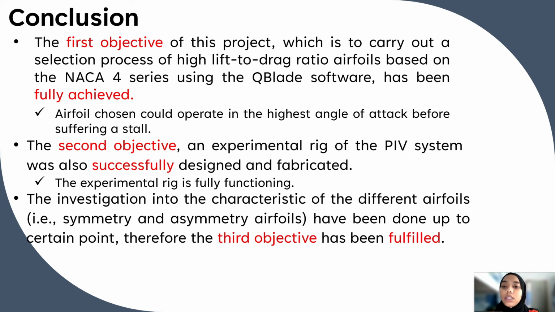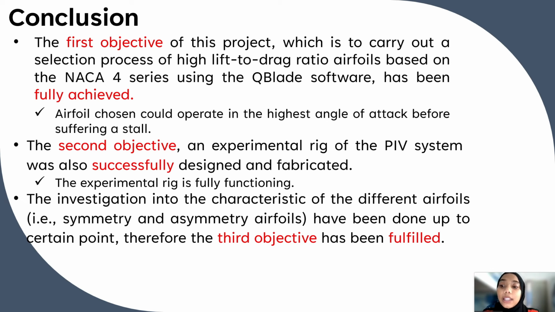Now, the first objective of the project, which is to carry out a selection process of high lift to drag ratio airfoils based on the NACA 4 series using the Q-Blade software, has been fully achieved. The airfoil chosen could operate at the highest angle of attack before suffering a stall. The second objective, an experimental rig of the PIV system, was also successfully designed and fabricated.